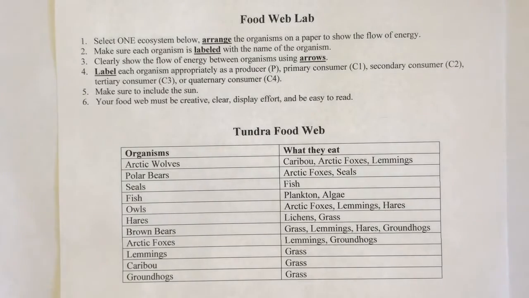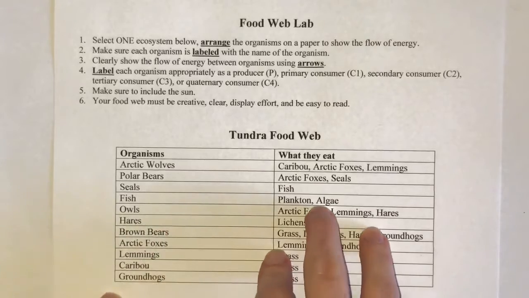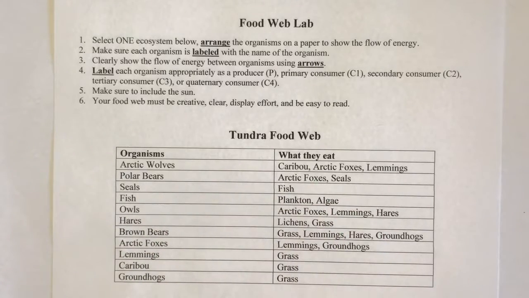So let's go through the instructions first. First, you're going to select one ecosystem listed. So here I have the tundra food web. This is something that you guys do not have the option of. You have some other options. So today I'm going to be using this tundra food web to complete my food web.